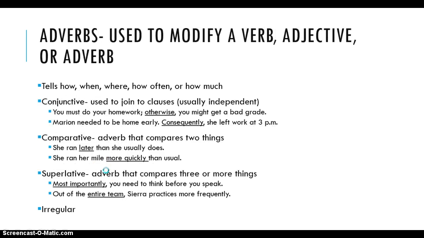And if we go to our adverbs, we have the same kinds of adverbs, except for the conjunctive, and we'll come back to that in a minute. But when we look at the comparative and the superlative, again, it's comparing 2 or more things and 3 or more things. So: she ran later than she usually does. If she usually runs at 7, then maybe she ran at 9 this time, and it's comparing those 2 times.